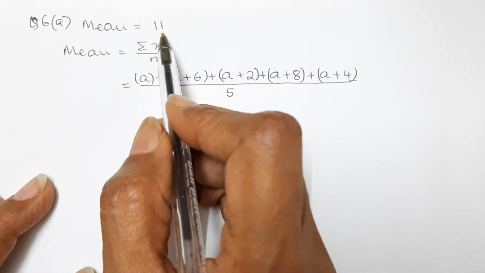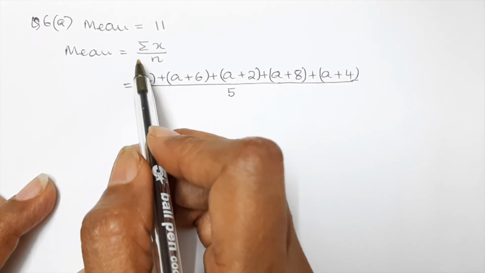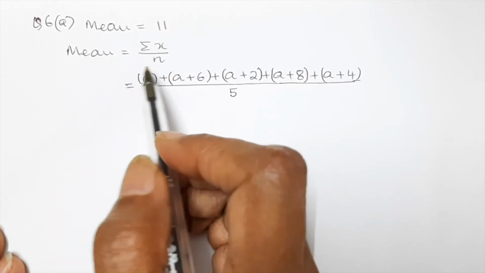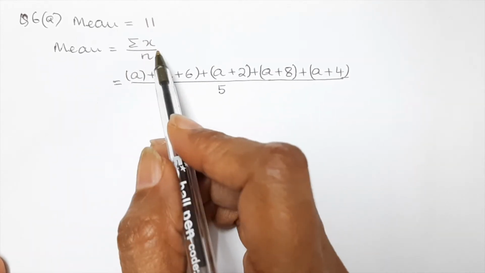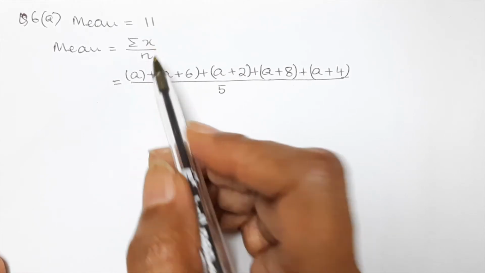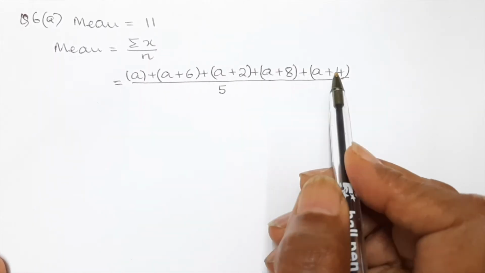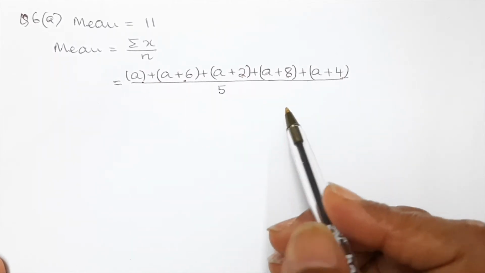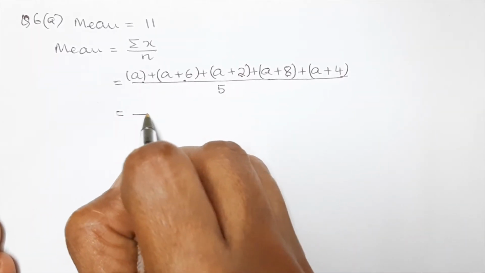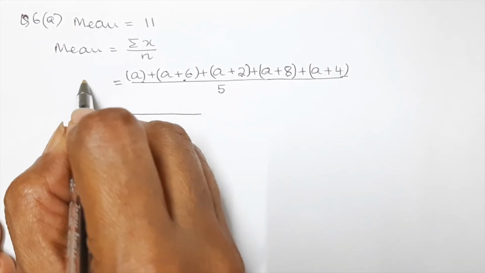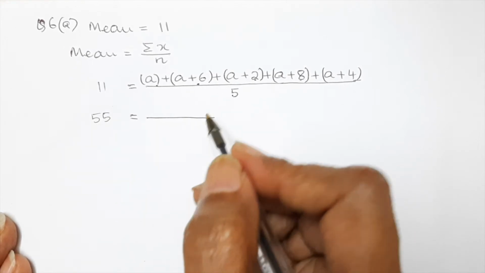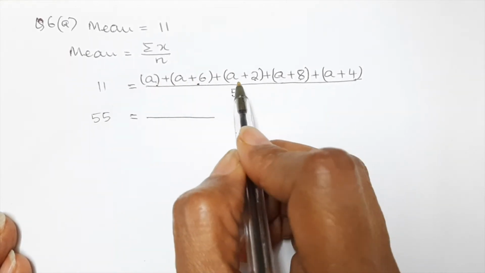So we've written mean 11 and the formula for mean, because if mean is given as 11, we need to know the formula for mean, which is sigma x upon n. What is x? X represents the observations. How many observations are there? 1, 2, 3, 4, 5. So that is going to give us here, mean is 11. So 11 into 5 is 55 is equal to 1, 2, 3, 4, 5.